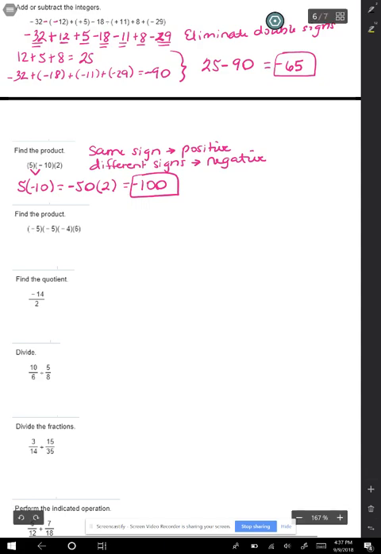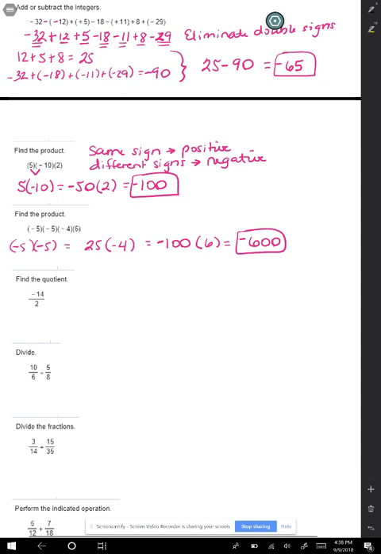Next one, same thing. You start with the first 2. 5 times 5 is 25. Negative times negative, signs are the same, so positive. Bring down the next number. 25 times 4 is 100. This time we have different signs, positive, negative. So the signs are different, it's negative. And then bring down the 6. 100 times 6 is 600. Signs are different, so it would be negative.